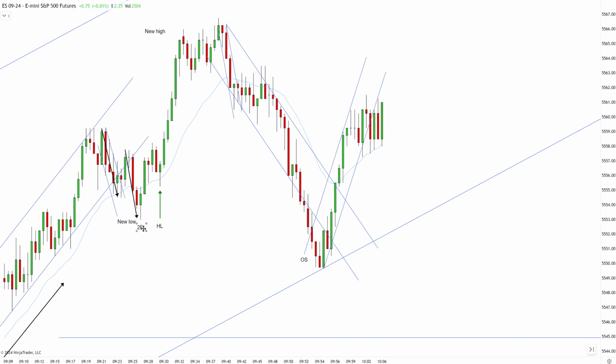Now you have another second entry long. New high, first entry long, pullback, second entry long. Very tempting setup because the main uptrend held. Main bias for the day is bullish.